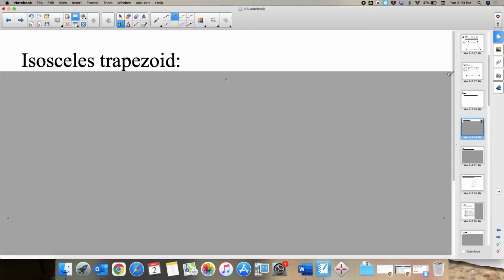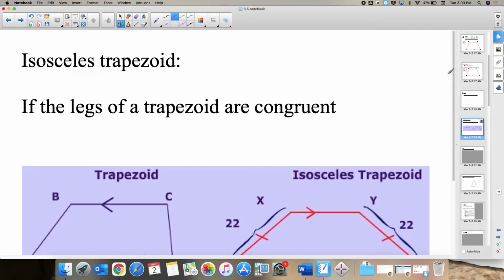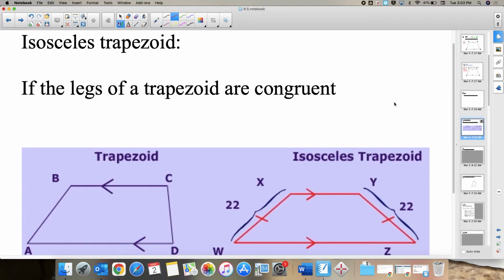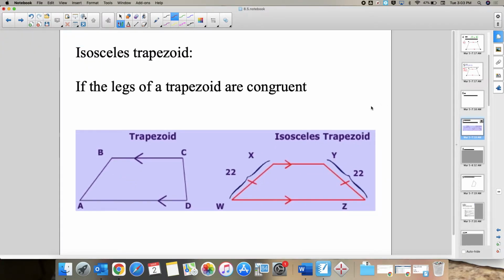In an isosceles trapezoid, for an isosceles triangle, we said the legs of that triangle would be congruent. An isosceles trapezoid is exactly the same way. It is a trapezoid that has the legs being congruent. So you can have a plain trapezoid where these legs are not congruent. You can have an isosceles trapezoid where your legs are congruent.